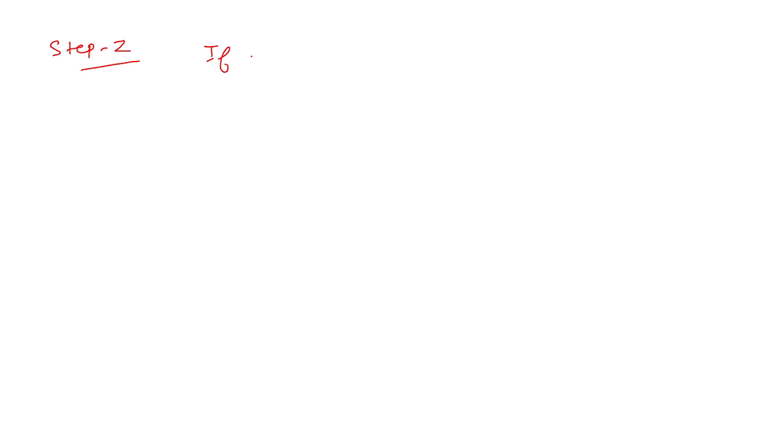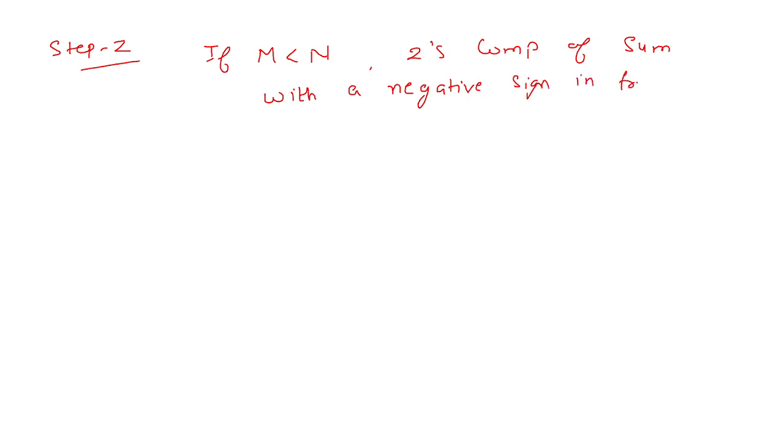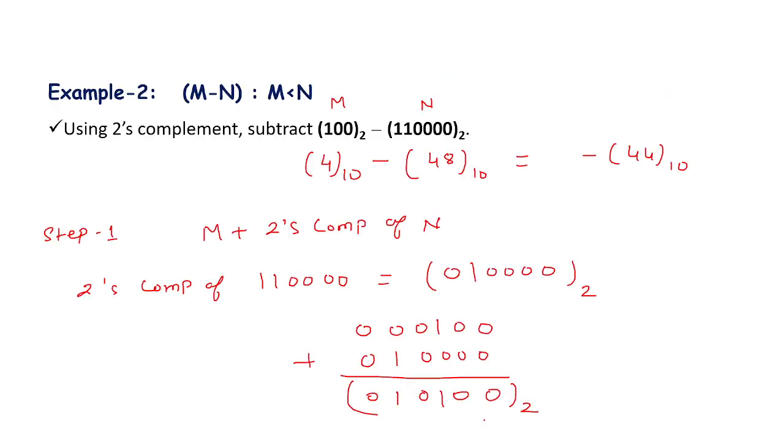If m is less than n, we'll take the 2's complement of the sum with a negative sign in front. What does it mean? It means we need to take the 2's complement of the result, the sum of m plus 2's complement of n, which is 010100.